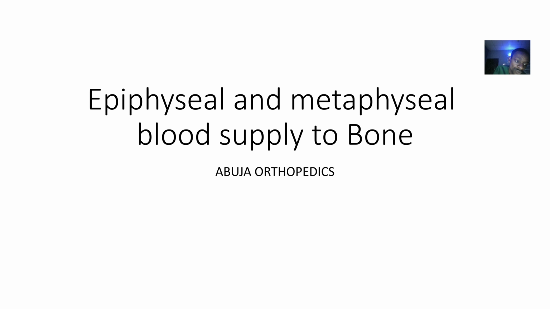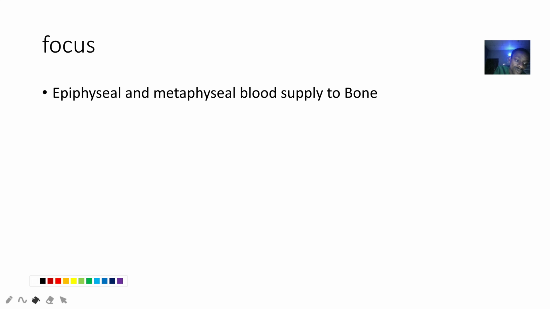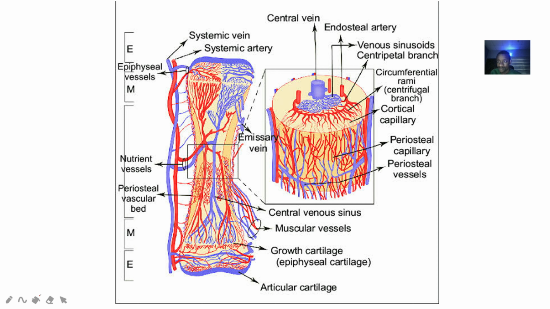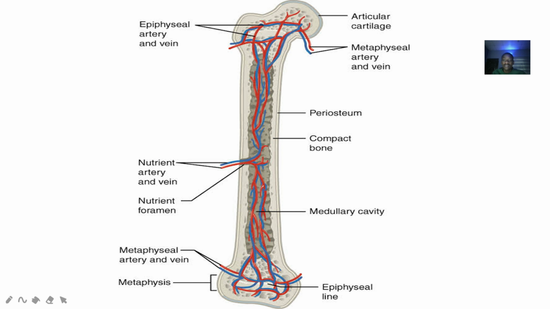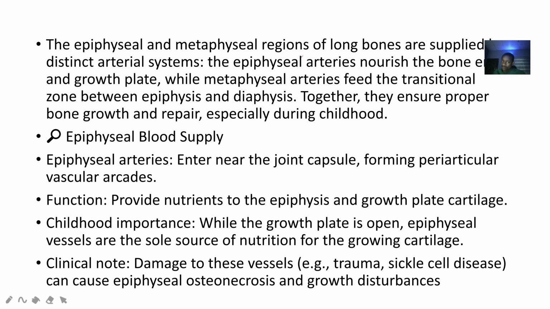So first of all, you need to know what is epiphysis. I also need to know what is metaphysis. So epiphysis is the top of the bone. Metaphysis is this little space here before you have the long part of the bone, which is known as the diaphysis. So these two places have blood supply. So we're talking about the top here, epiphysis, and also the metaphysis, where the blood supply is very important. The epiphysis and metaphyseal regions of the long bones are usually supplied by the arterial systems.